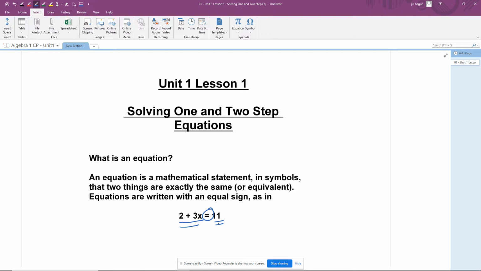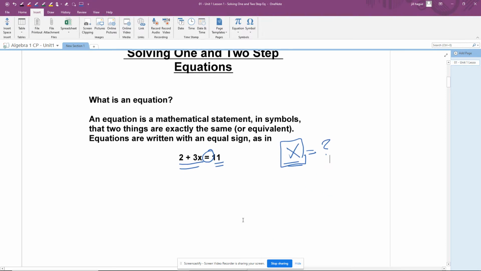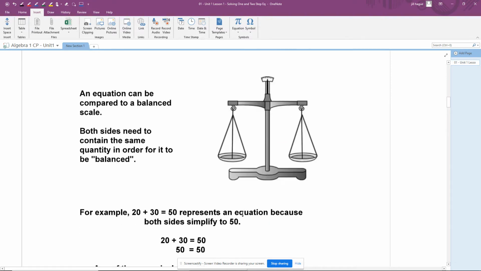But using algebra, we're going to be able to manipulate these equations so when we're done, we can find things like variables and what they would be equal to, because that's the thing that we don't know in the problem. Okay, so that's what an equation is. All right, so moving right along.